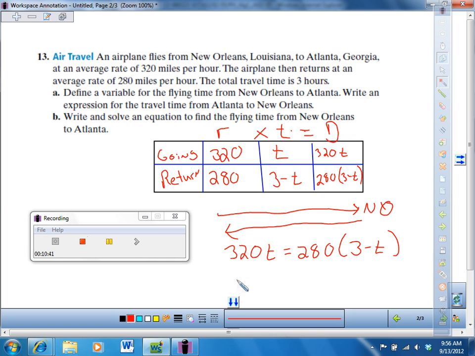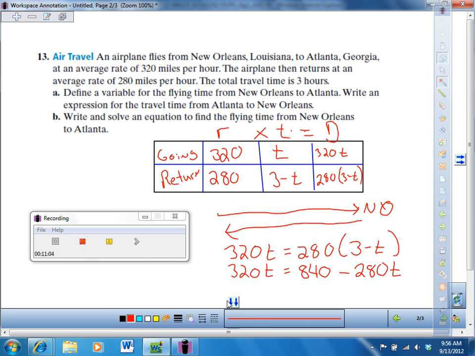Okay? And now we're going to simplify. 320T equals 280 times 3. Anyone do that in your head? Very good. 840 minus, you have to multiply this times T, so it's minus 280T.